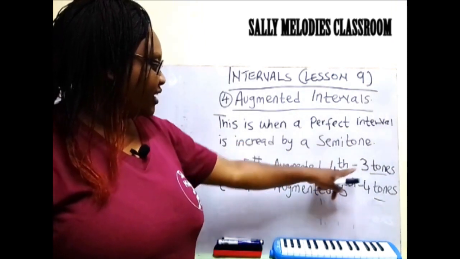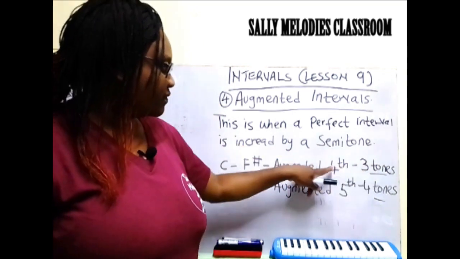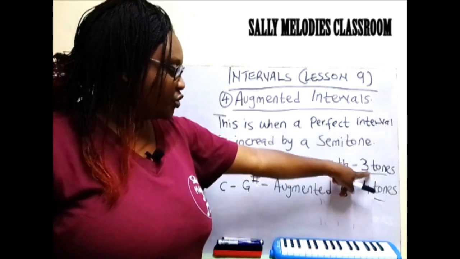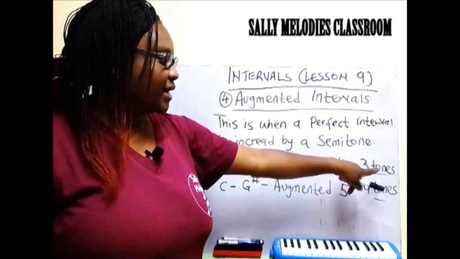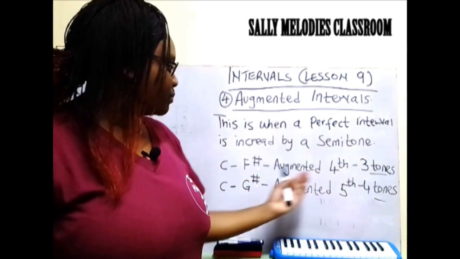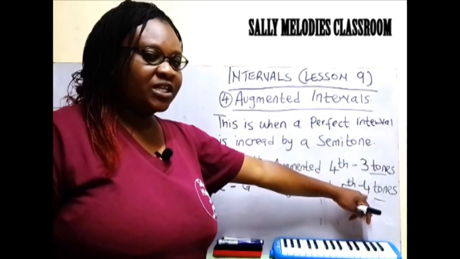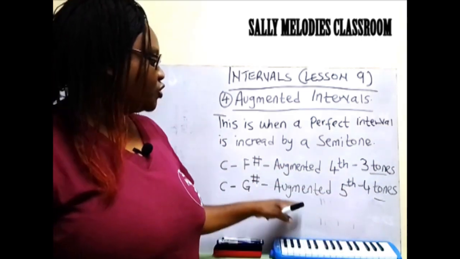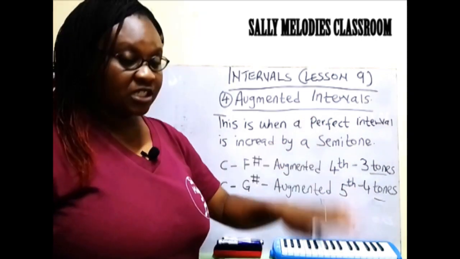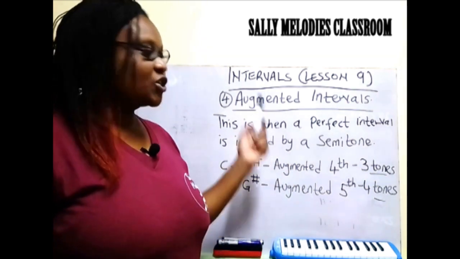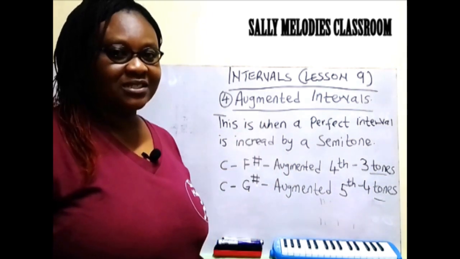If you have anything less than this, then it is not an augmented. If it reduces here by a semitone, it goes back to 2.5 tones, or here it goes back to 3.5 tones, then it will not be an augmented interval. It will be a perfect interval. So, it's all about calculations and mathematics.